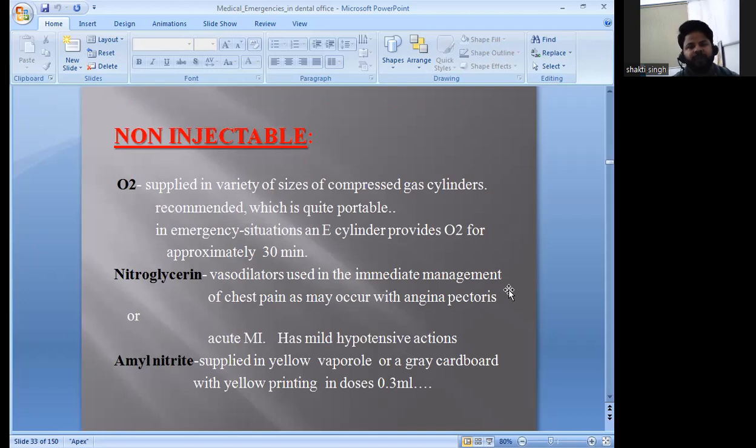Then we come to the non-injectable drugs. Oxygen is supplied in a variety of sizes of compressed gas cylinders, which are quite portable in emergency situations, such as the E-cylinder that provides oxygen for approximately 30 minutes. Then nitroglycerin, which is used as a vasodilator in the immediate management of chest pain, which can occur at the time of angina pectoris or acute myocardial infarction. Then amyl nitrite, which is supplied in a yellow vaporole or a gray cardboard with yellow printing in doses of 0.3 ml.